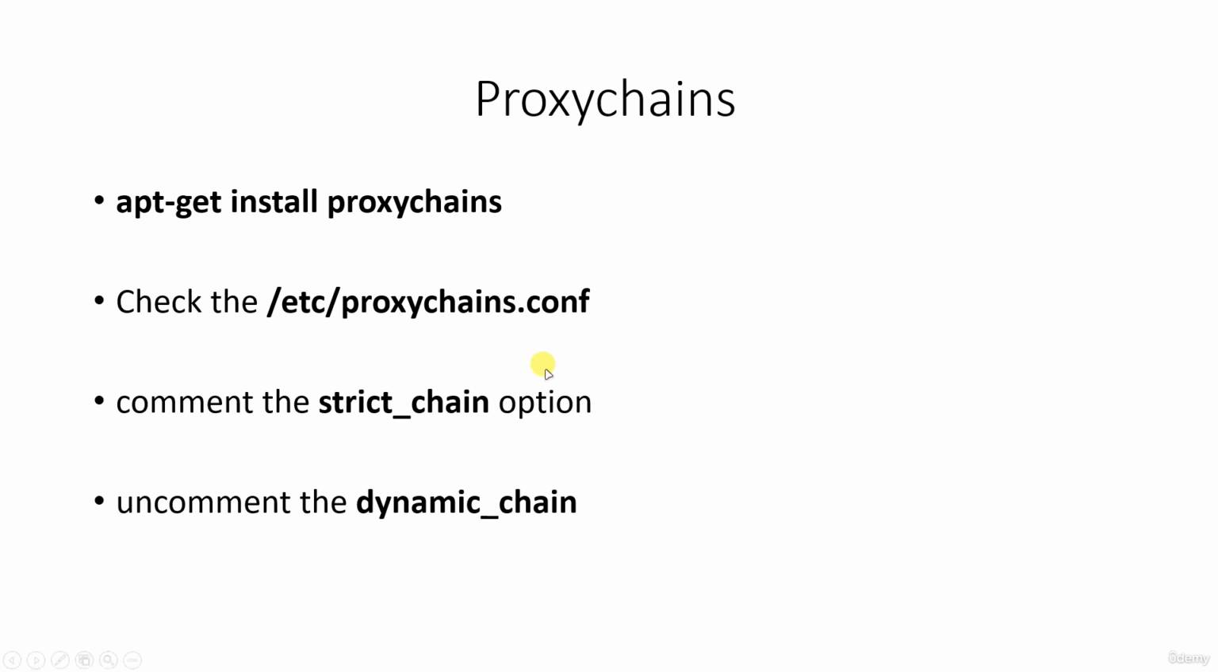We have to comment out the strict_chain option. Basically this means that if one of the proxies in the list is down, the whole chain will be unusable. After this you can uncomment the dynamic_chain option. Regardless of whether all the proxies are available, the chain will work. Dead proxies will be skipped.